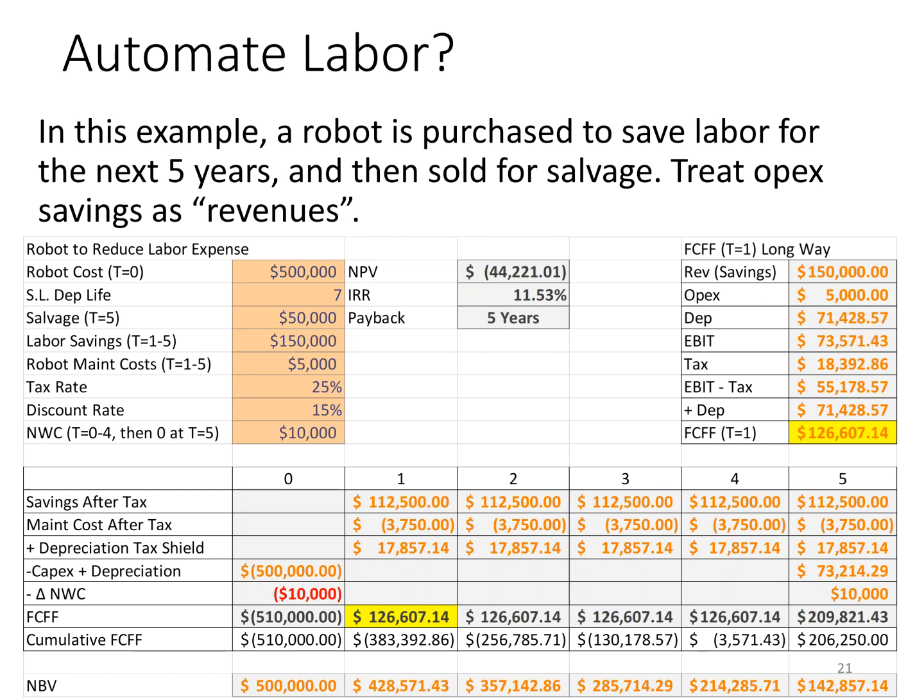So here are my assumptions. Robot will cost $500,000 today, be depreciated straight line over 7 years, be sold for $50,000 in 5 years, and we're going to save $150,000 a year starting at the end of this year, $150,000. The maintenance cost for the robot is $5,000 per year.